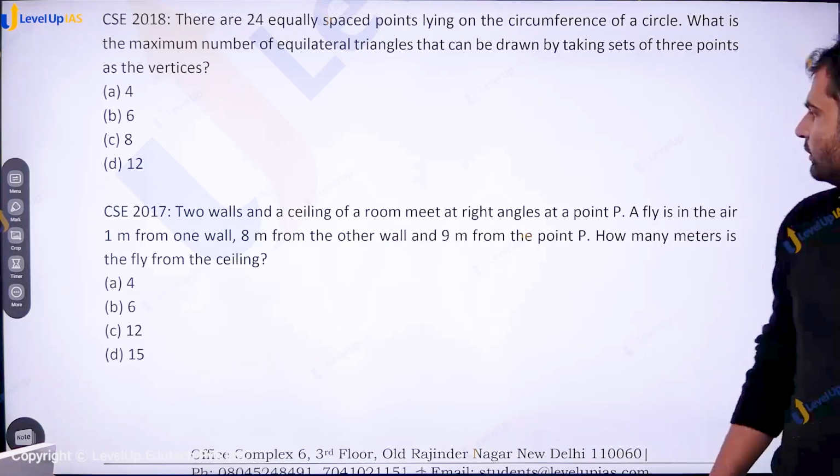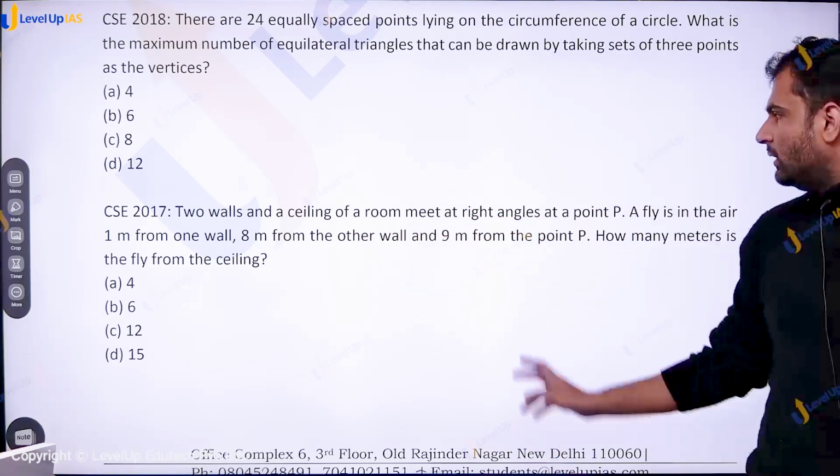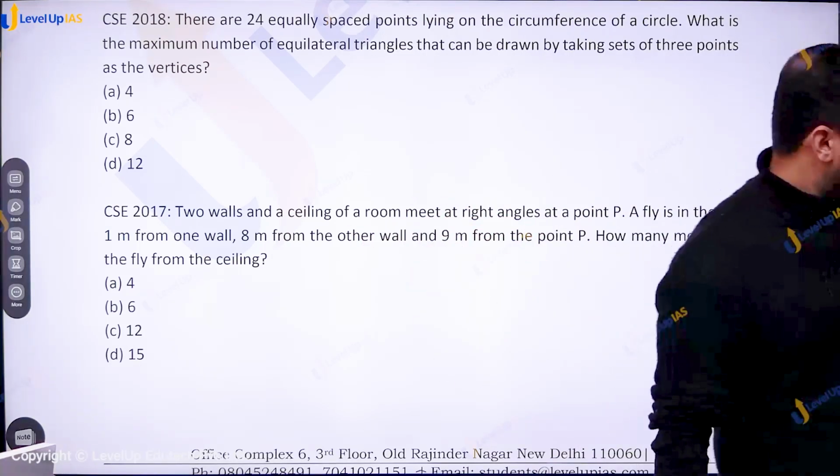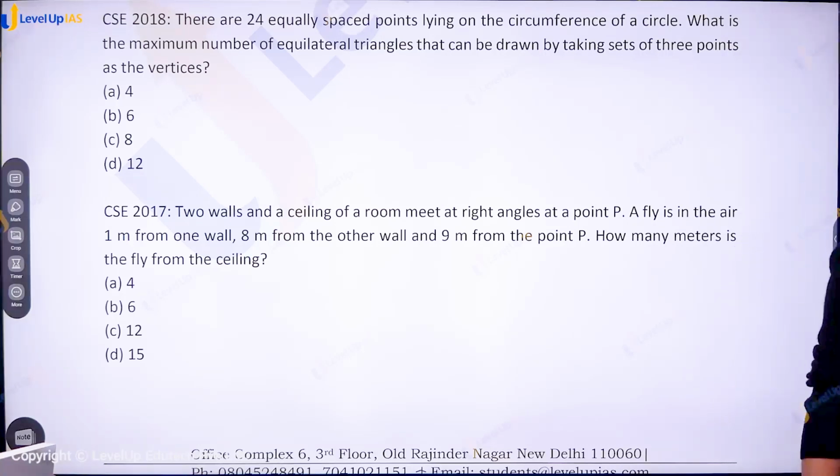Which distances they have given? A fly is in the air 1 meter from one wall, 8 meter from another wall and 9 meters from point P. So P is that corner point. So it is diagonally, if you measure straight line distance, if sky, let us say this is here, fly is here, so it is 9 meter distance diagonally.